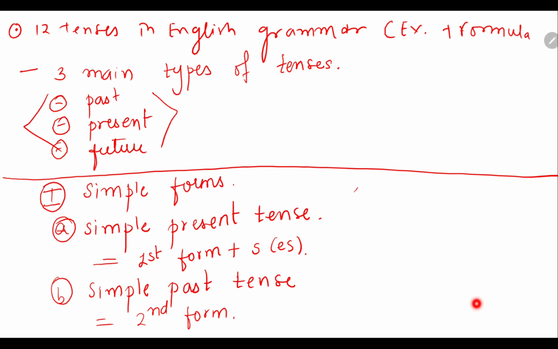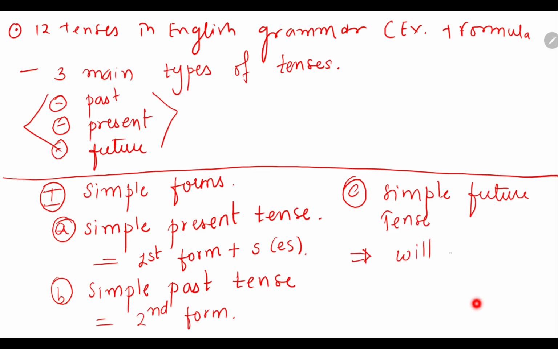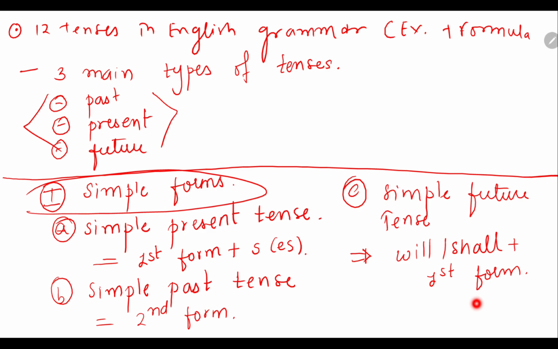The third type number C, simple future tense. In this particular tense you have to use will or shall plus first form of the verb. Please note down the formula of the simple forms that I have provided to you over here. That is, the simple form consists of three types. The first one is simple present tense, simple past tense, second type. The third one is simple future tense.